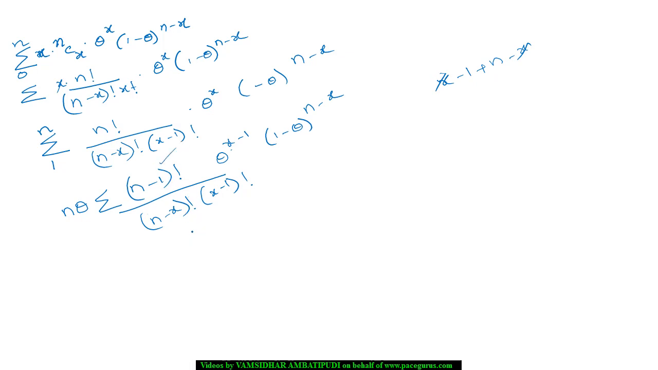Out of that I am getting x minus 1 successes, right? (n minus 1) factorial divided by (n minus 1 minus (x minus 1)), which is (n minus x) factorial, into (x minus 1) factorial. (x minus 1) successes, (n minus x) failures, right? You are seeing both the things out here.